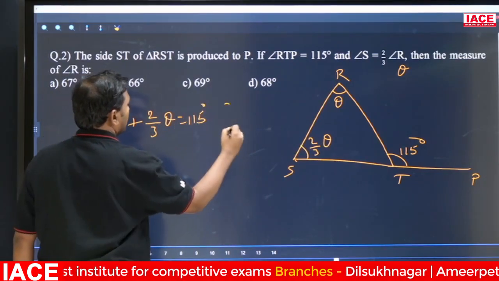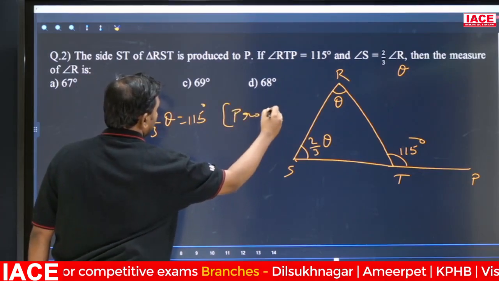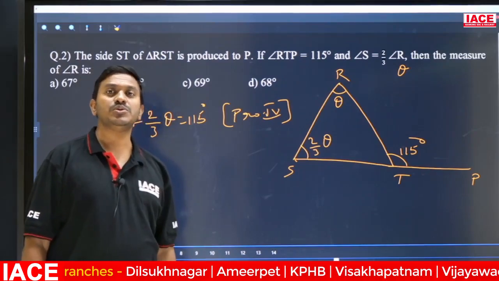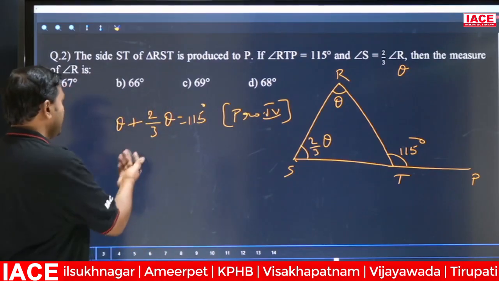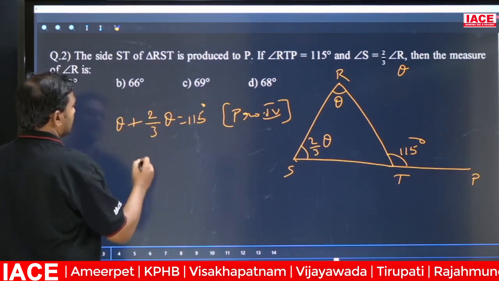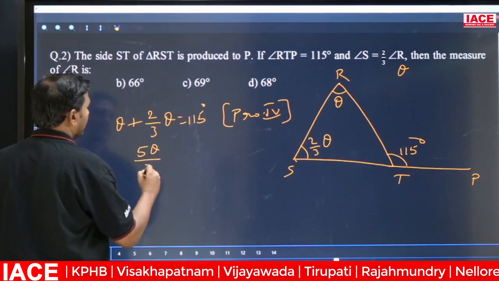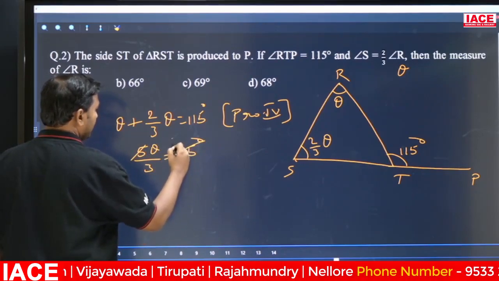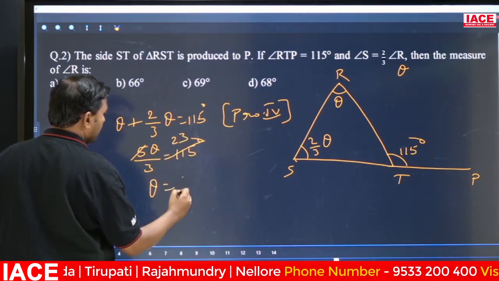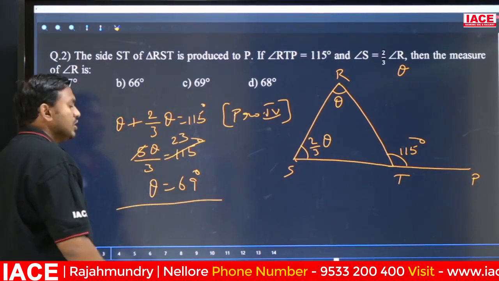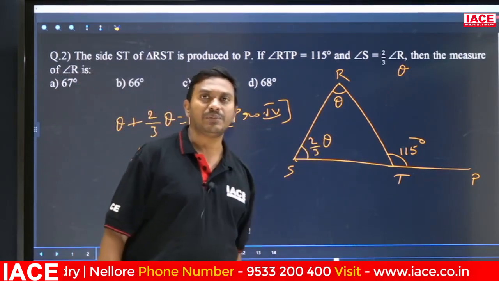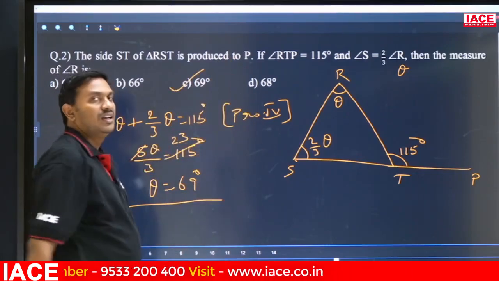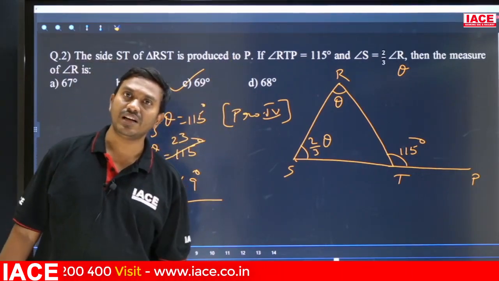115. This is property number 4 of triangles: the exterior angle is equal to the sum of the opposite interior angles. From here we find theta: 5 theta by 3 equals 115. So theta equals 69 degrees. Theta means capital R, so R is 69 degrees. Option C is the right answer.